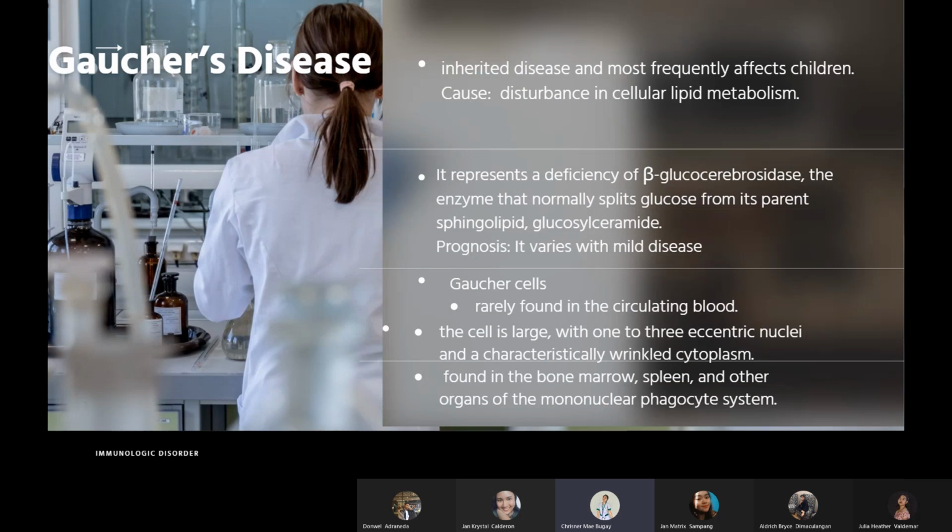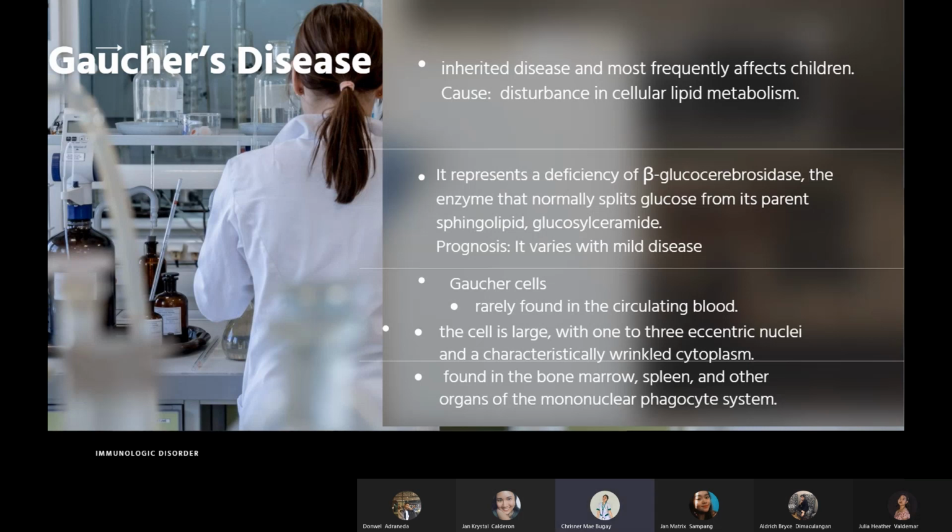So the Gaucher's disease is an inherited disease and most frequently affects children. This is caused by the disturbance of cellular lipid metabolism. It represents a deficiency in B-glucocerebrosidase, the enzyme that normally splits glucose from its parent sphingolipid and glucosylceramide. The prognosis varies with mild diseases. The patient may live a normal life, but with the severe cases, the patient may die prematurely.